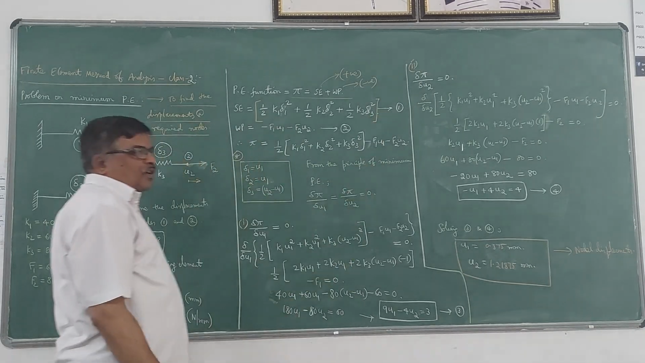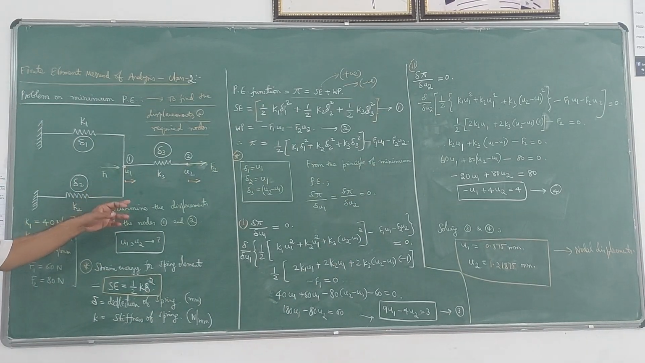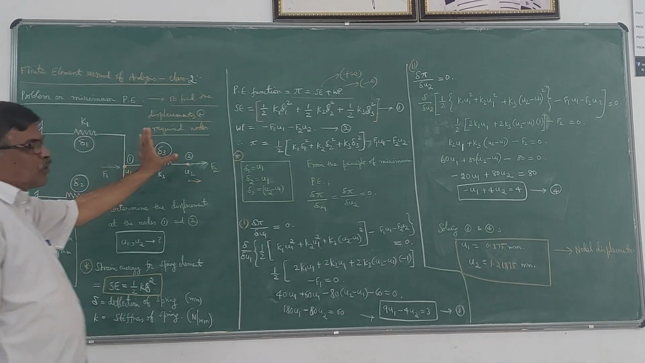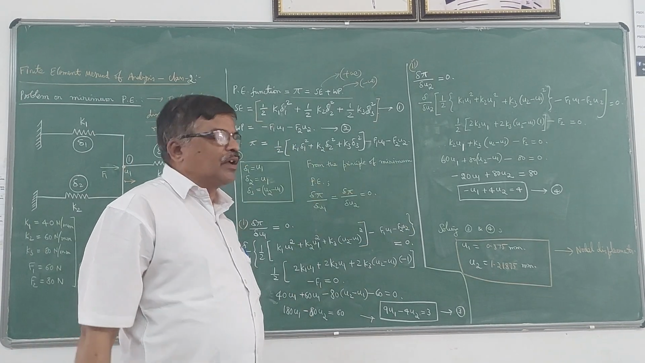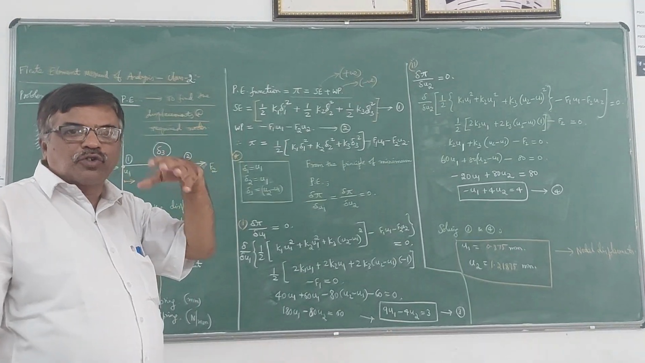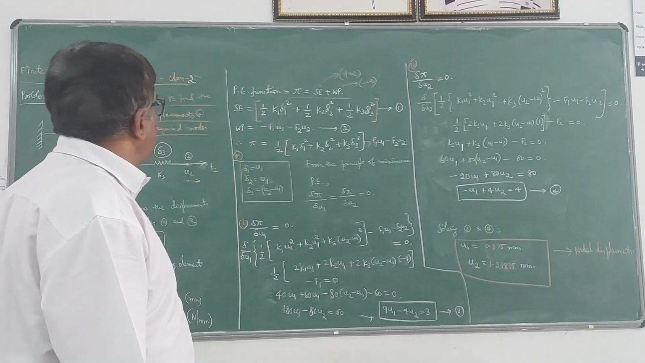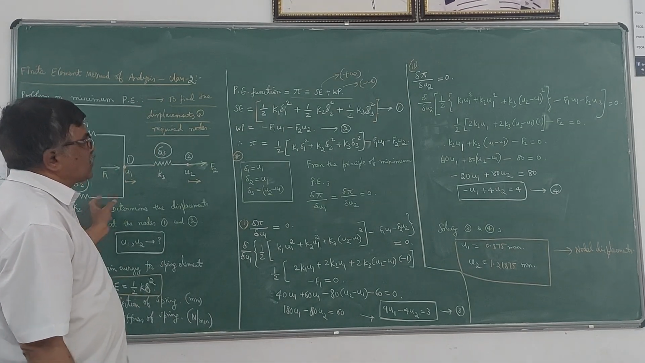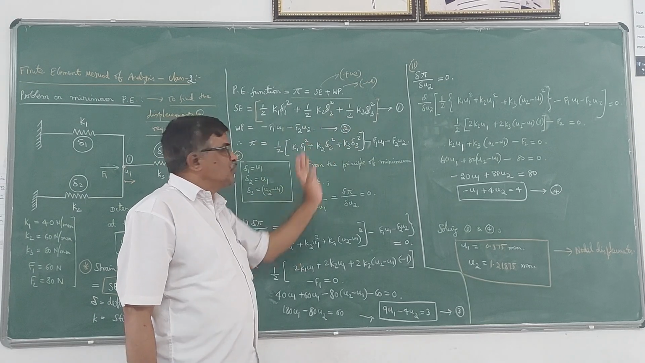So since it consists of three springs here in series, what you can write here is the total strain energy stored by all the springs is the sum of the strain energy stored by each spring. So that is half into K1 into delta 1 square plus half into K2 into delta 2 square plus half into K3 into delta 3 square.